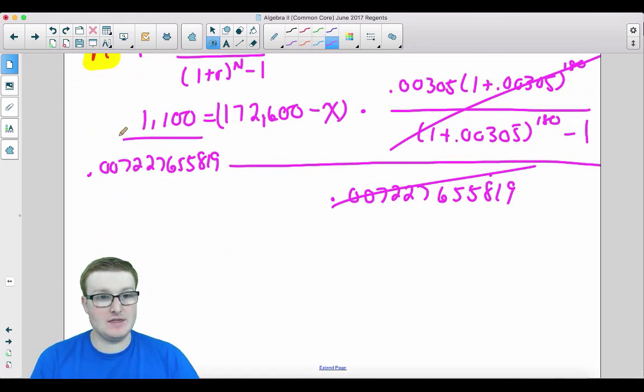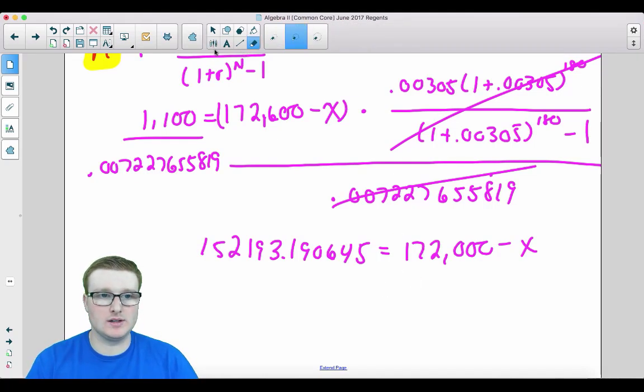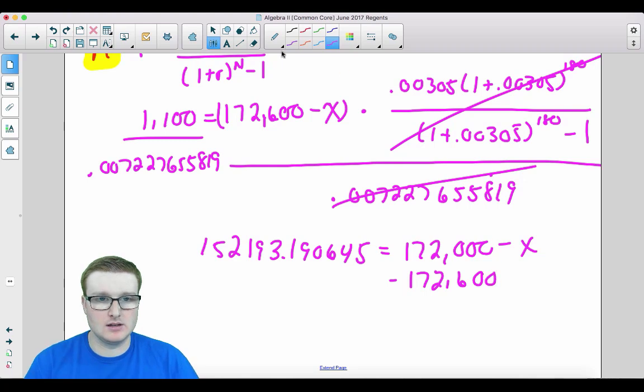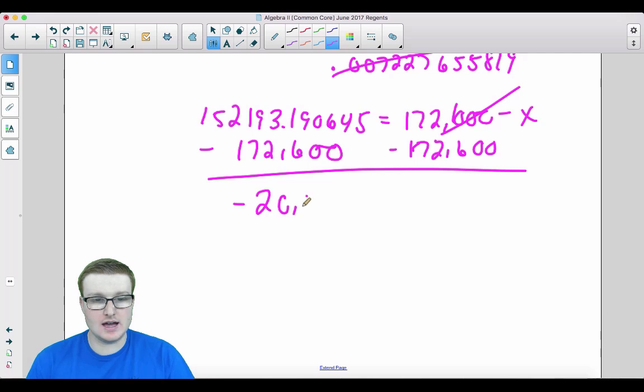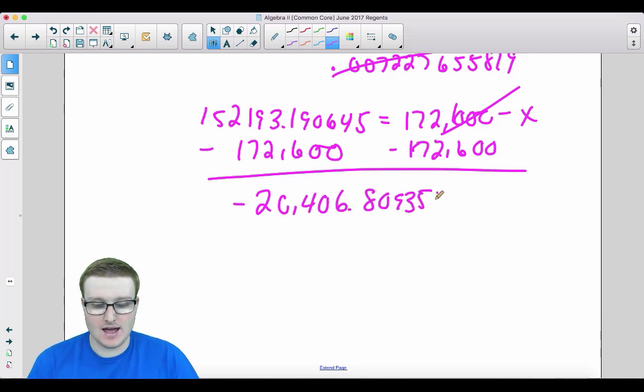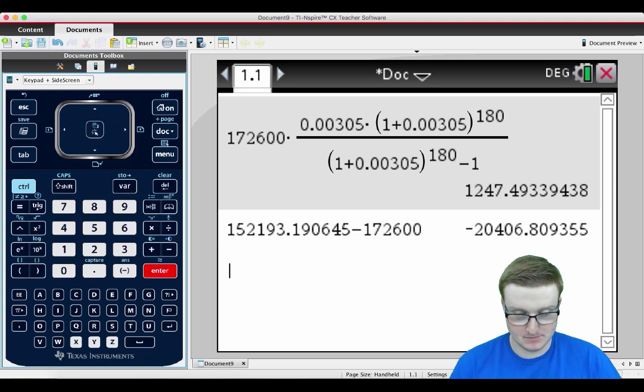Okay? Now, when you simplify this down, you get 152,193.190645. You really don't want to round until the very end, so that's why these numbers are so gargantuan. Now I'm going to subtract the 172,600. That should be a 6, not a 0. Subtract the 172,600. Those cancel. And when you subtract these numbers, we get negative 20,406.8093548 equals negative X. Let me just double check that information. 152,193.190645 minus 172,600. Yep, sweet.